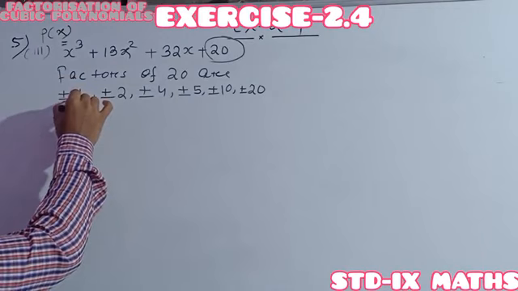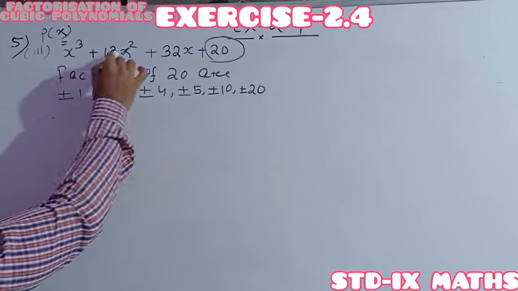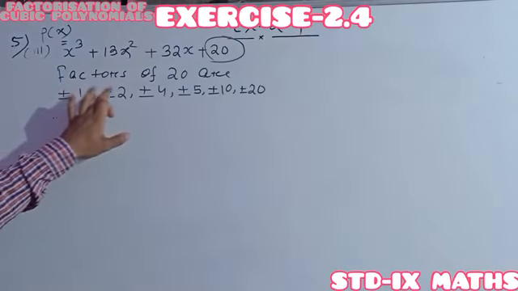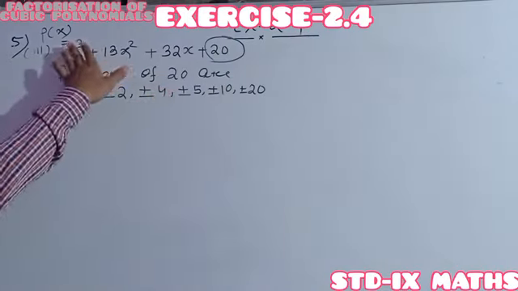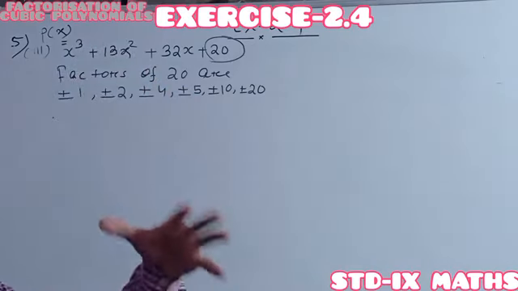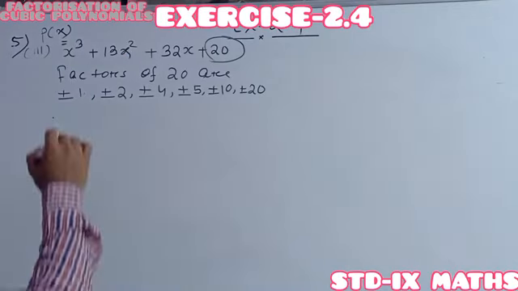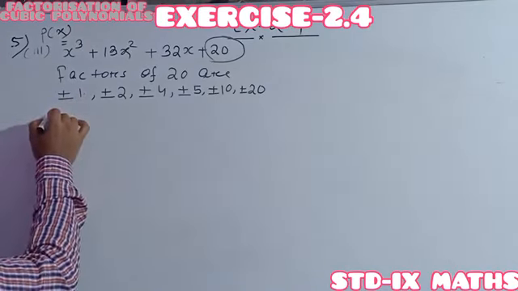See, if I put 1, everywhere it is positive, positive, positive, positive. It means I will obtain a larger number. Whenever I check any positive number, the terms will always be positive, positive, positive, positive, and the sum will be a larger one. It will never be 0. Okay, so first I have to do the checking for minus 1.